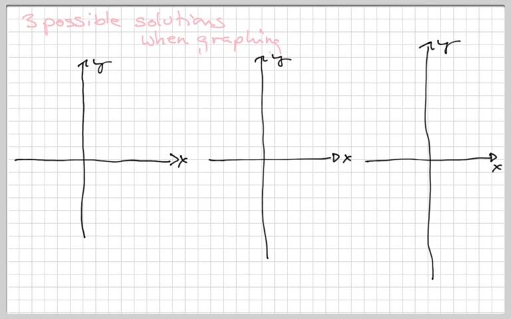Okay, the first one is, we have a problem. Now I'm just randomly making these graphs up. We have a system of equations, and the first graph looks like so, and the second graph looks like so, and we can clearly see that those two lines intersect. So we do have one solution here.